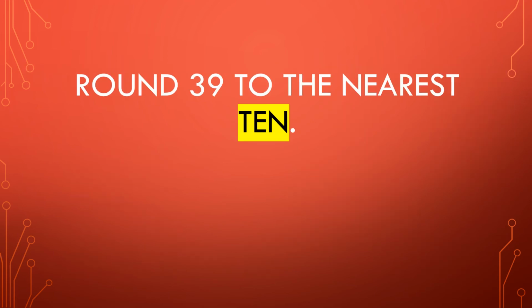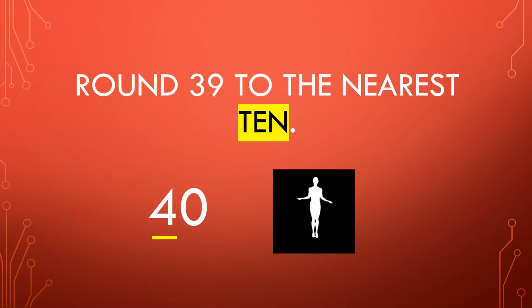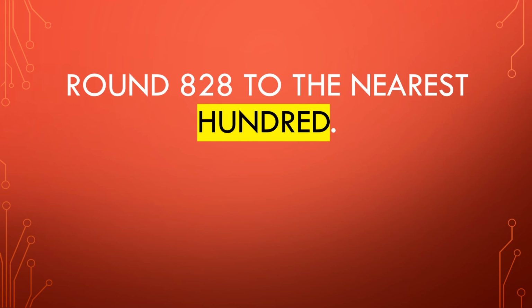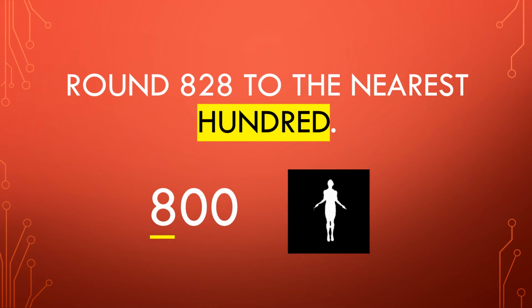Round 39 to the nearest 10. Picture that hill and where 39 would fall between two tens. That's right, it rounds to 40. 4 is in our tens place, so do 4 jump ropes. Round 828 to the nearest 100. Imagine that hill and imagine the two hundreds that 828 falls between. What does it round to? 800, that's right. The 8 is in our hundreds place, so let's do 8 jump ropes.